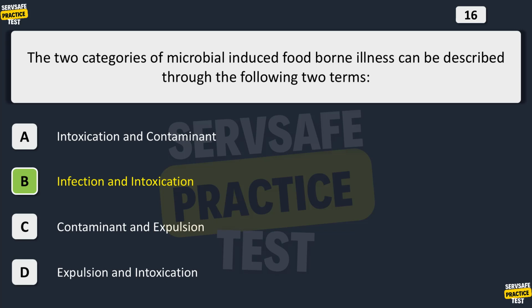The correct answer is B. Infection and intoxication. Infection and intoxication are the two categories of microbial-induced foodborne illness. Intoxication refers to the chemical byproducts produced by microorganisms which can get you sick, while infection refers to the penetration of microorganisms into the body through the digestive tract.